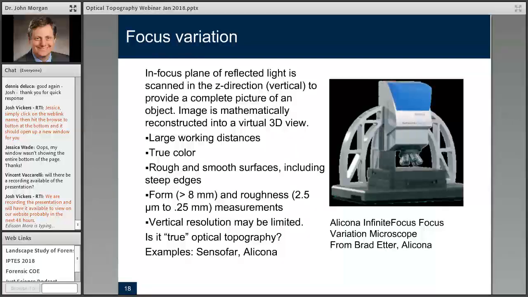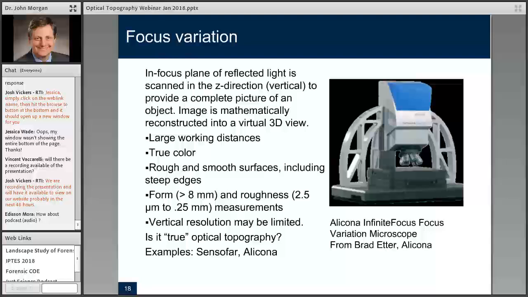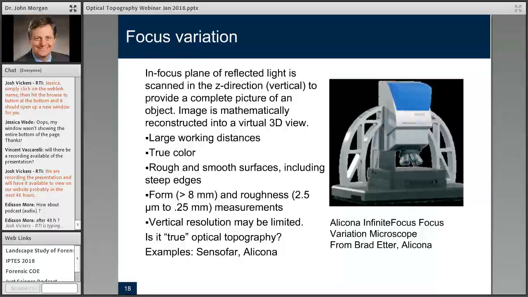My view is that, again, as I mentioned, there are artifacts in all vertical resolution data and in all horizontal resolution data, for that matter. And therefore, I include focus variation instruments in the family of true optical topography instruments, and they have certain advantages. One of them is that the system is a little bit more flexible in terms of the optics. You can have larger working distances. You can use true color. You can look at rough and smooth edges a lot more easily.